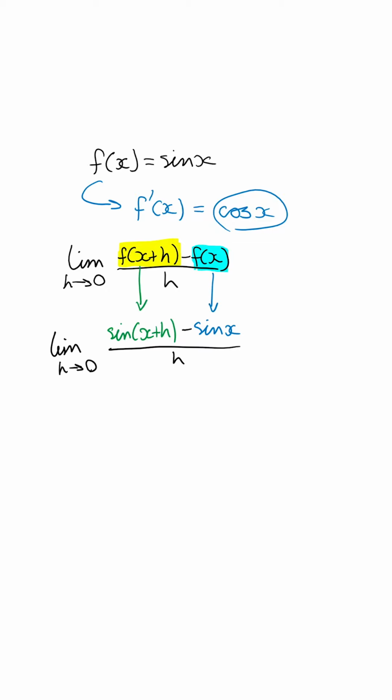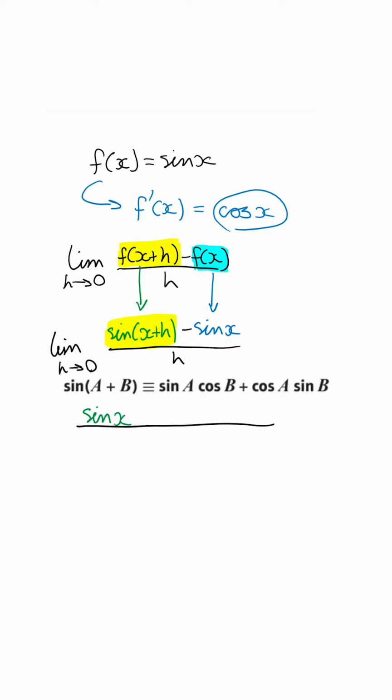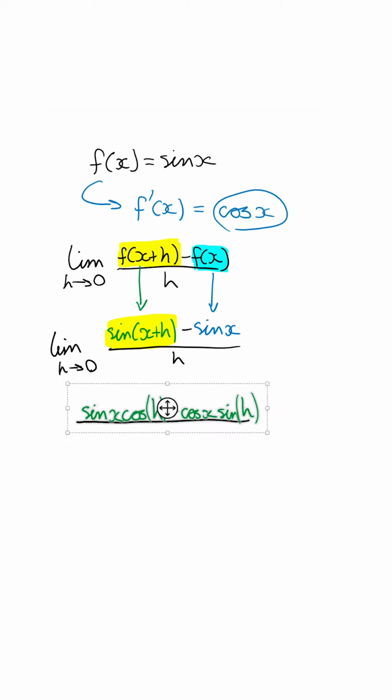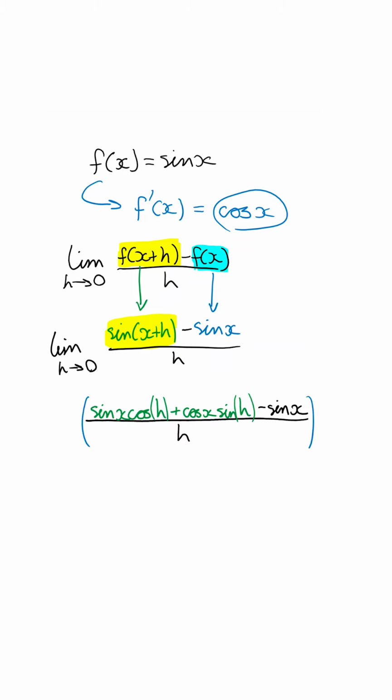Plugging that into the equation, to carry on doing this calculation, we have to use second year A-level maths. Using the compound angle formula, sine of x plus h is equal to sine of x multiplied by cos of h plus cos of x times sine of h. And of course we take away sine of x. Filling in the rest of the equation, now we apply the limit as h tends to 0.